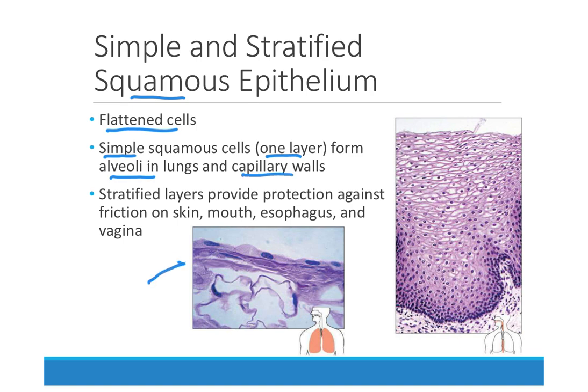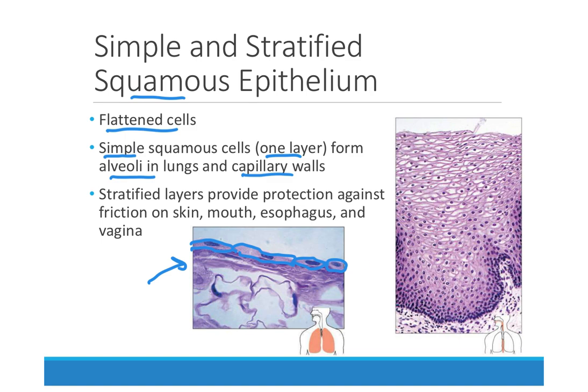So the illustration down here is showing the squamous cells that are making up the outside of the alveolar tissue in the lungs. Those little grape-looking clusters of air sacs in your lungs are bounded by a layer of cells that's only 1 cell thick, and it's these very thin, squashed, flattened squamous epithelial cells.